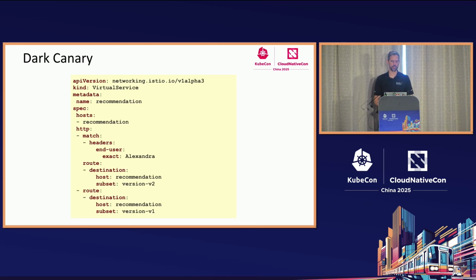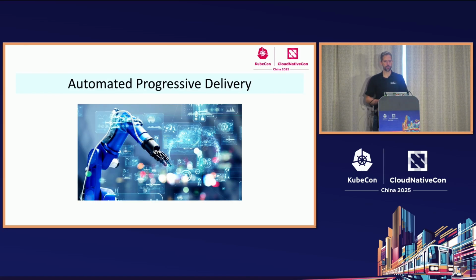And you can also do a dark canary, where we say, for example, if the headers of the request contain end-user equals Alexander, in this case, our good friend Alexander is able to use our version 2 to do some testing, whereas everybody else is still using version 1. So that's also a way that you can control the traffic. So that's cool, but you still need to update those custom resources yourself, right? So you need to change those virtual services if you want to change the amount of traffic, which if you're using GitOps, means every time a new commit, and then letting that roll out.